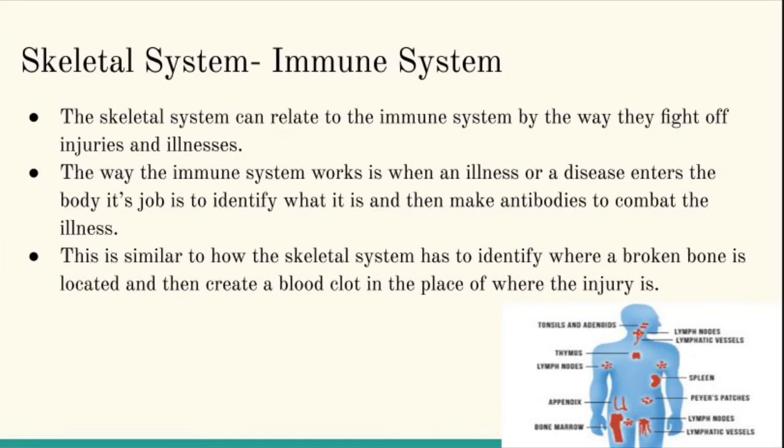The skeletal system and the immune system are both related by the way that they fight off injuries and illnesses. The way the immune system works is that when an illness or disease enters the body, it's their job to identify what it is and then make antibodies to combat the illness. This is similar to how the skeletal system has to identify where a broken bone is located and then create a blood clot in the place of where the injury is.